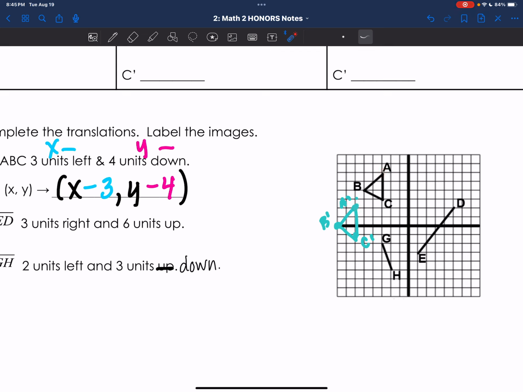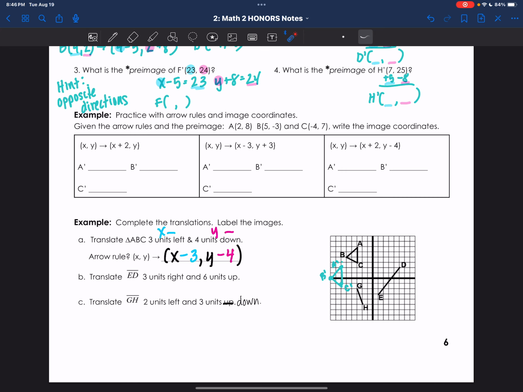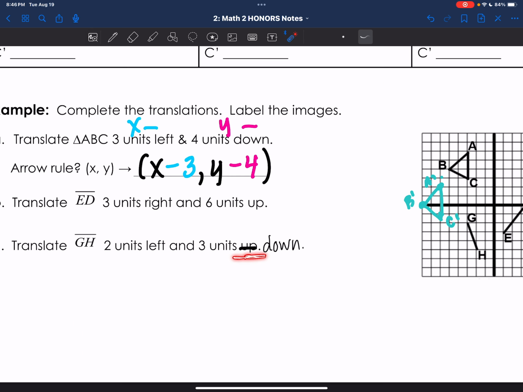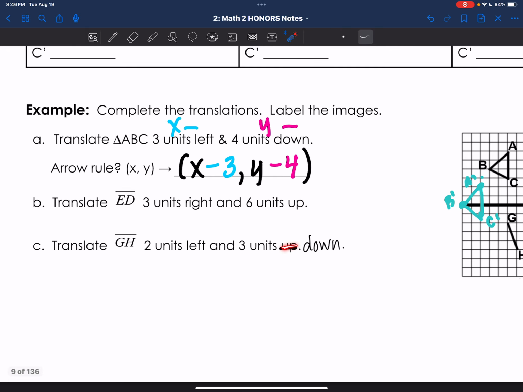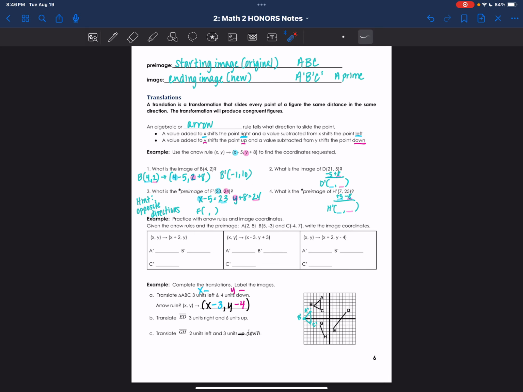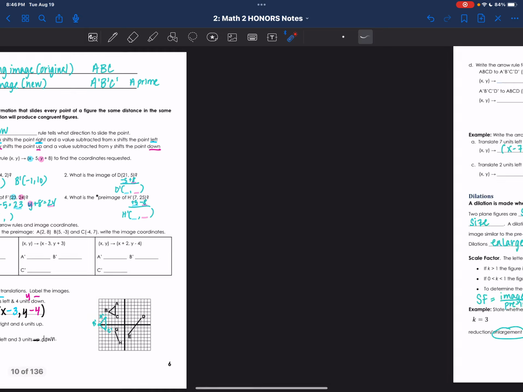And we went 1, 2, 3, down 4 for each point. So then that's how you graph it. Okay, so you're going to go ahead and complete this. Just double check on your papers if it's not fixed. On C, make sure you cross out up and put down instead. All right, and go ahead and graph those on here.